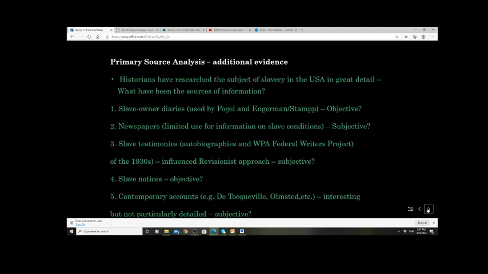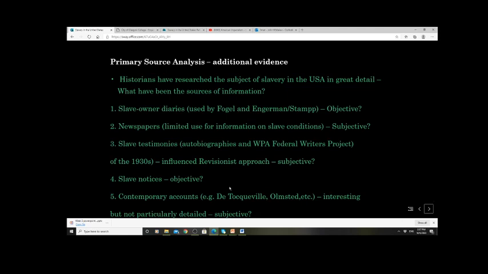Any slave testimonies, either from the period of slavery itself or from the 30s, are useful, and if a historian was to write obviously a history of slavery today, they would take into account all of these sources. So that tells us that the work of Fogel and Engerman, the work of Stamp, needs refined, it needs updated obviously, but they remain classic works.